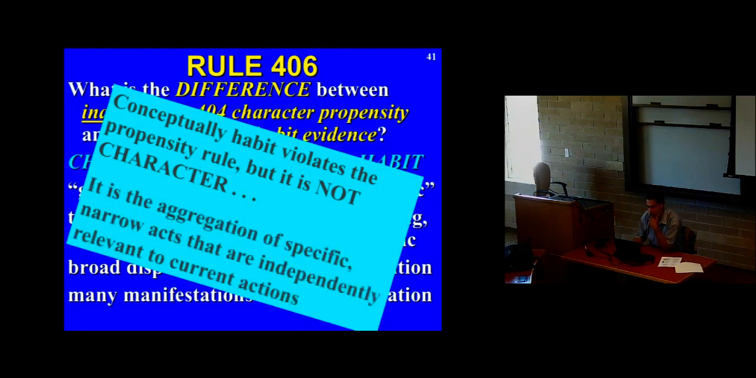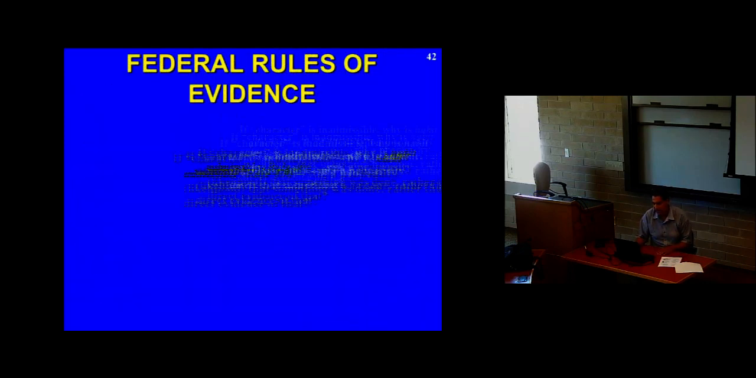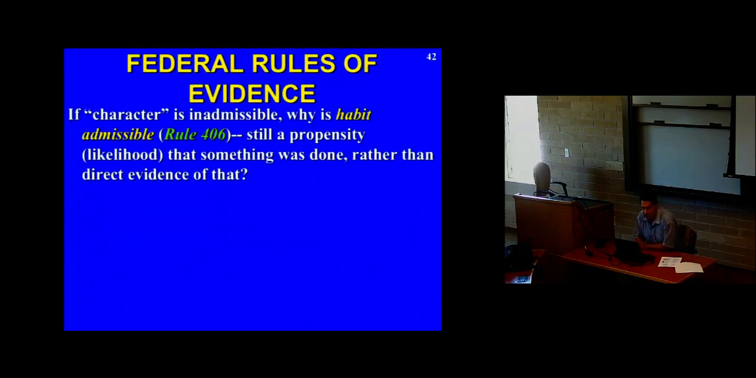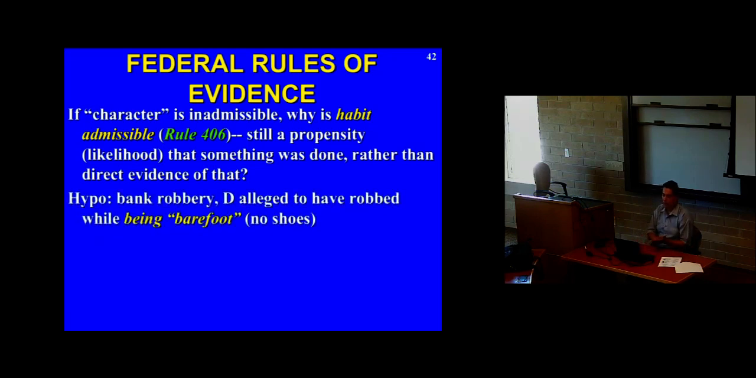So it has a propensity element to it, but it's much more narrow, much more specific, and much less thought goes into it. If you think about it, character might be thought of as a huge aggregation of a bunch of habits of the person. Now, character is much more than that, but that's at least a helpful way of thinking about the categorical relationship between character and habit. If character is generally inadmissible, even though there are those criminal exceptions, why is habit generally admissible, even though there's still propensity or a likelihood that something was done rather than not done?